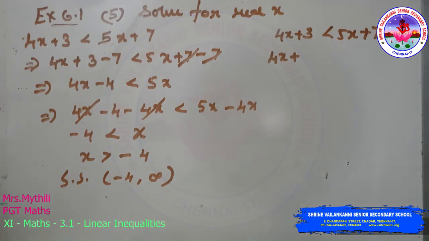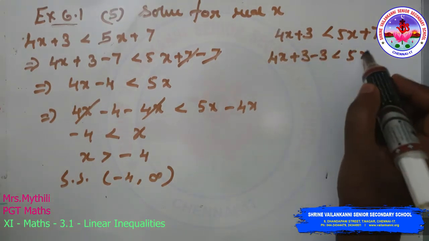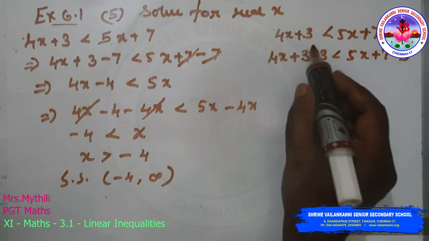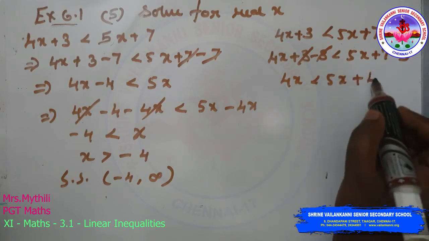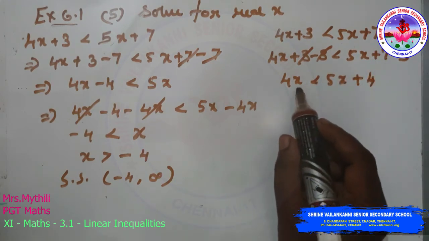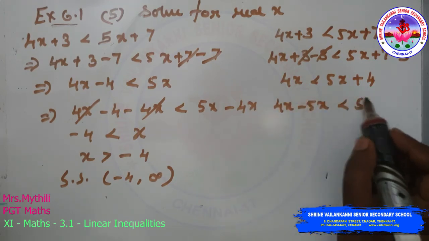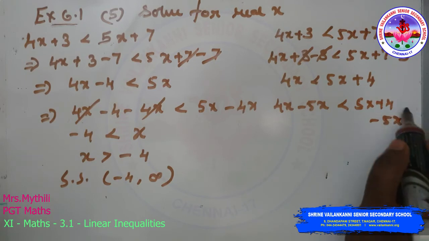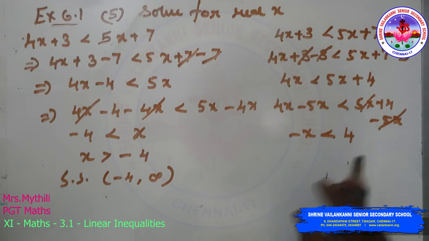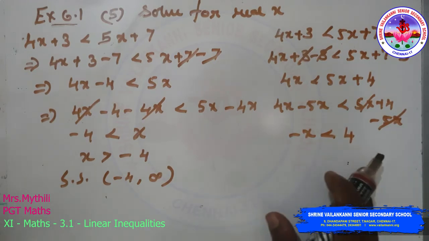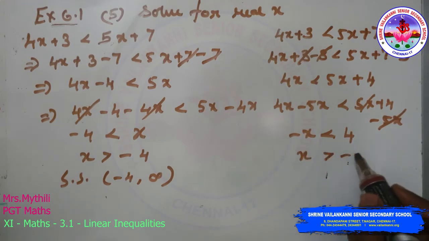Otherwise we can do this by subtracting 3 on both sides. So 4x + 3 - 3 is less than 5x + 7 - 3. The 3 will get cancelled, so 4x is less than 5x + 4. Subtracting 5x on both sides, we get 4x - 5x less than 5x + 4 - 5x. These two will get cancelled. We get -x is less than 4. So dividing by -1 on both sides, we get x is greater than -4.